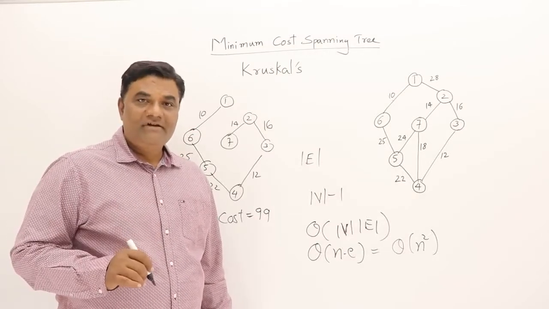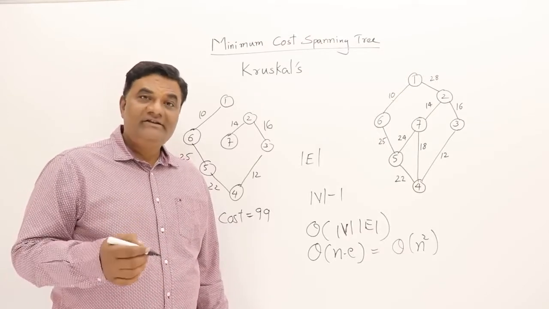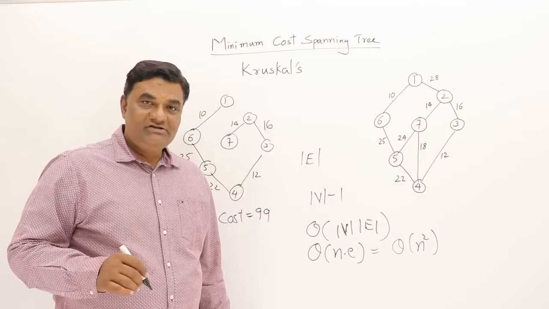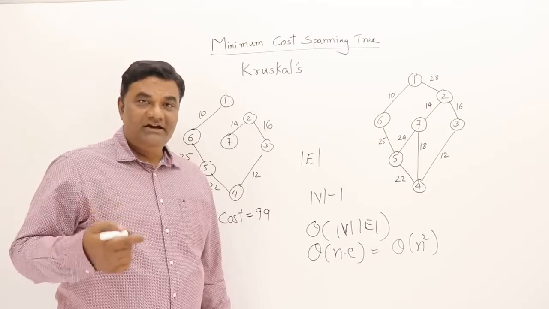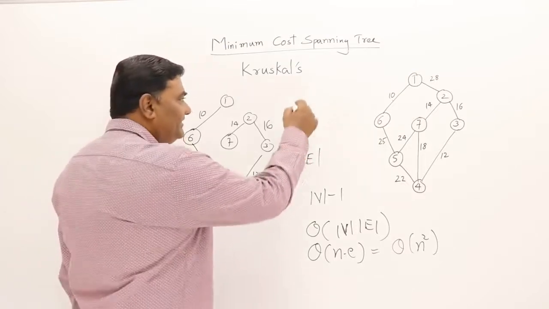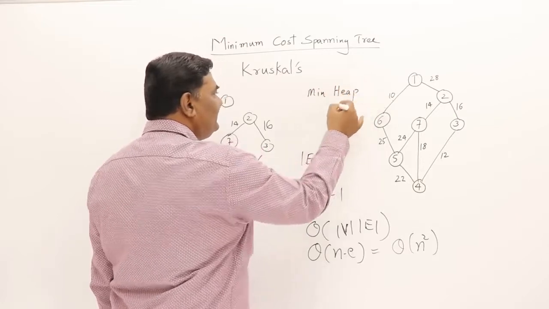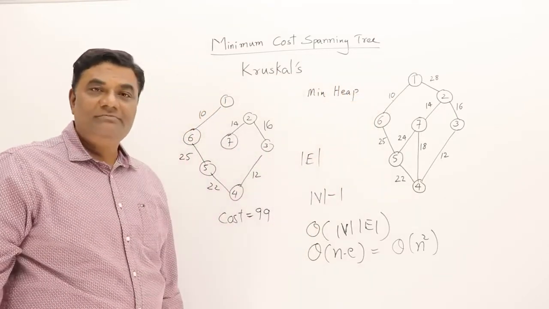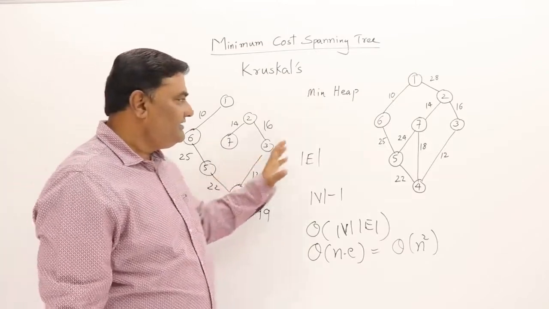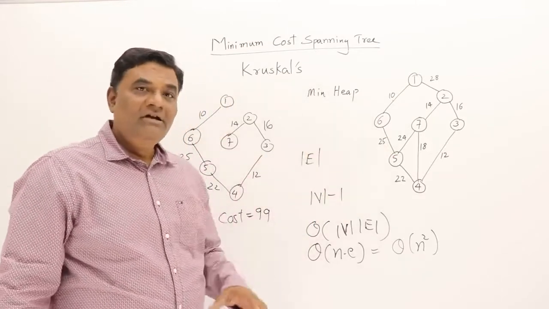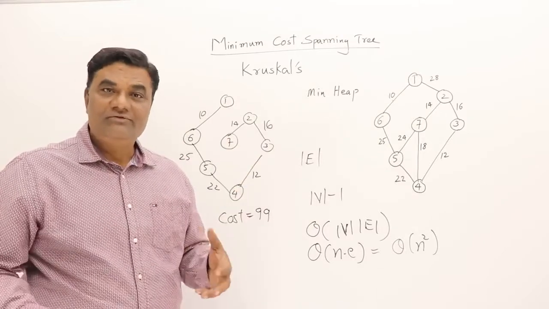But Kruskal's algorithm can be improved. When we have to always select a minimum cost edge, there is one data structure which will always give you the minimum value. That is min heap. If min heap is used, then whenever you delete a value, you get the minimum value. So if all these edges are kept in a min heap, whenever you delete, you will get the next minimum edge. So you don't have to search.